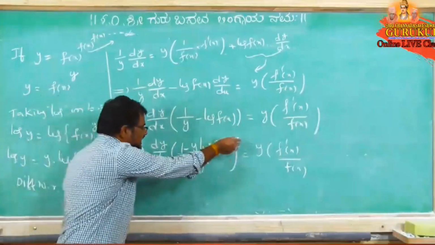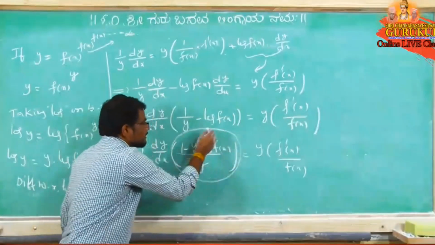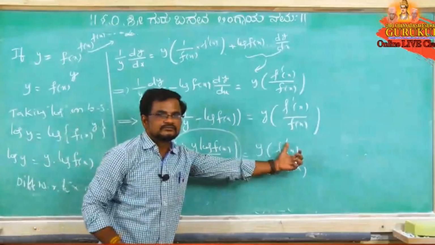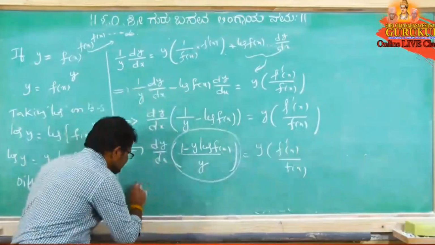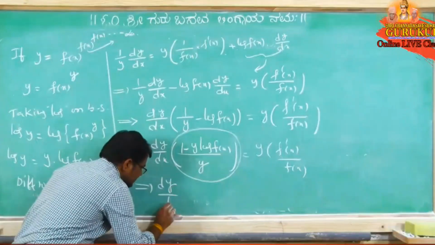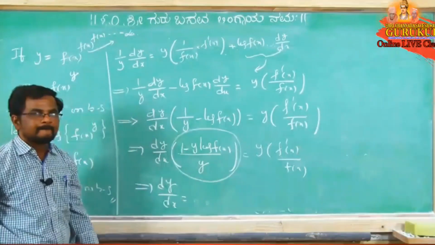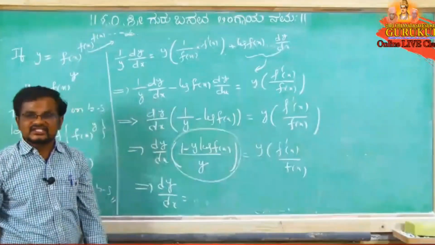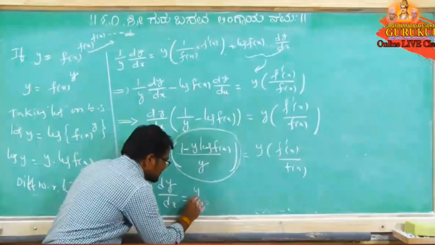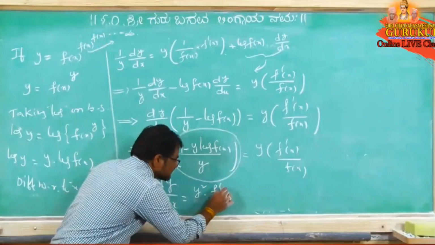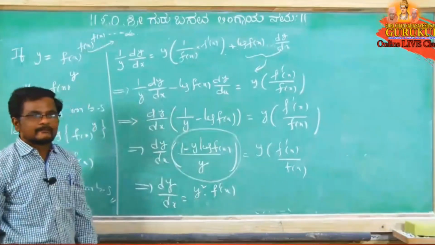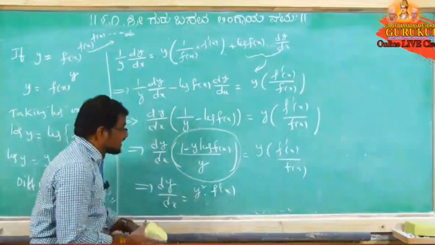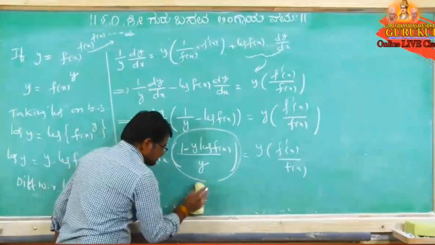Now this total term, multiply that side. Identify what is the answer? dy by dx equal to, if you multiply here, what will you get? y square into f dash x. Oh, shall I write there? This one.